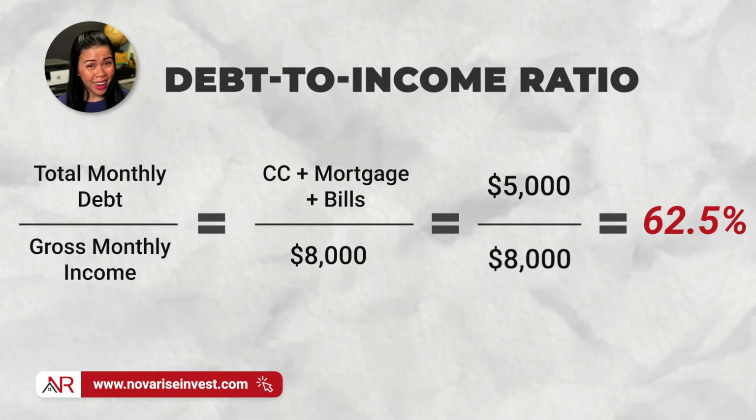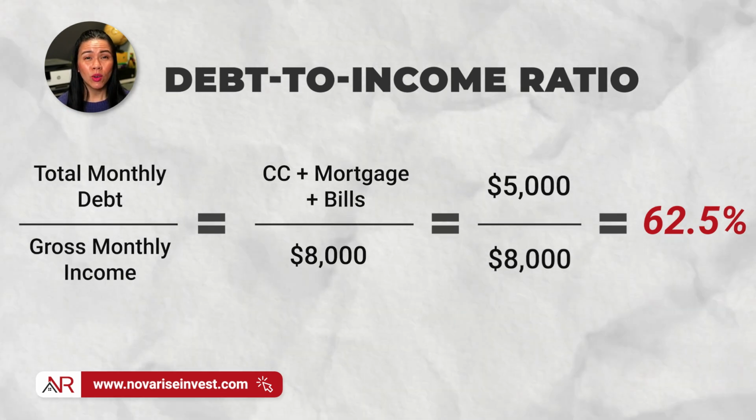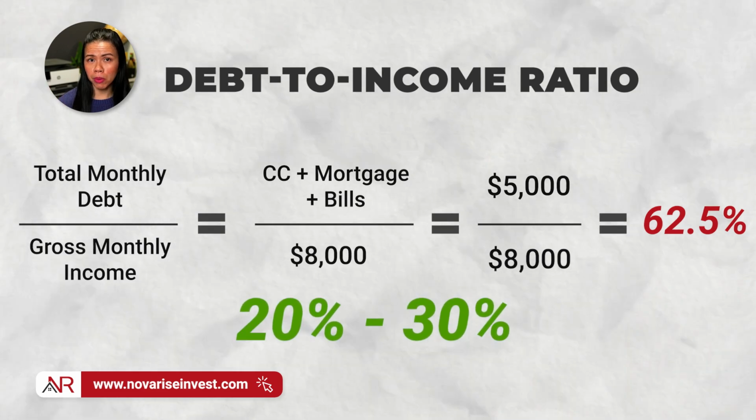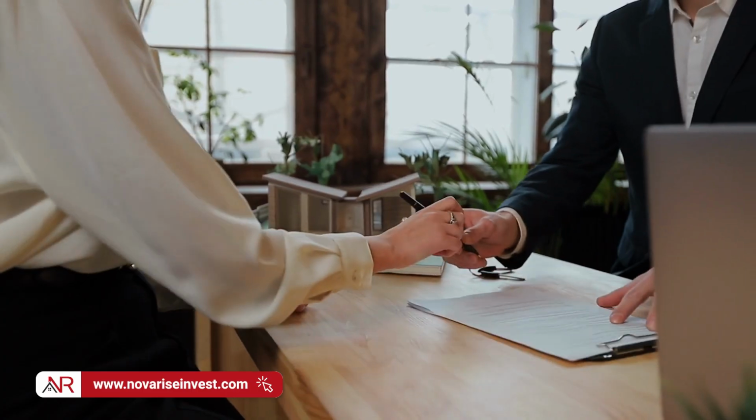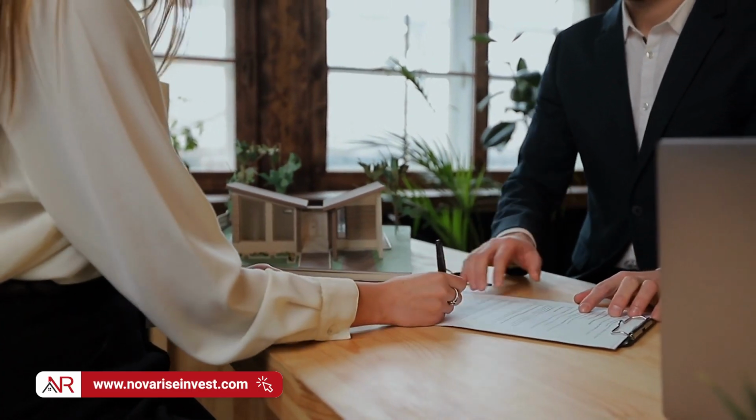That is pretty high. You want to bring that down ideally to 20 to 30%. The lower, the better. This ratio is extremely important because it tells the lender how you're doing with debt. If they see you have a lot of debt in comparison to how much you make to pay that back, chances are they're just not going to give you the loan or will simply lend you less money.